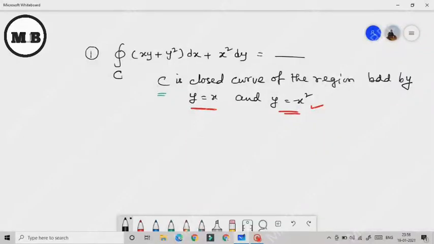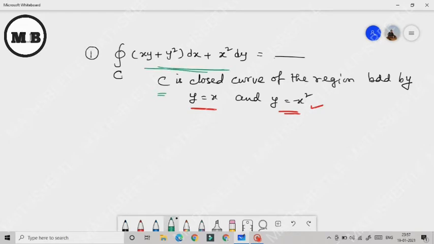So in the last video we have discussed the theorems: Gauss divergence theorem, then Stokes theorem, and finally Green's theorem. So with that understanding, here we are going to start with some of the questions. The first question here I have picked up: you need to find the value of this line integral.